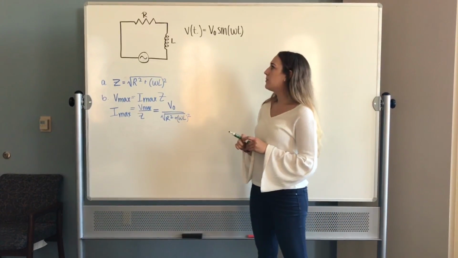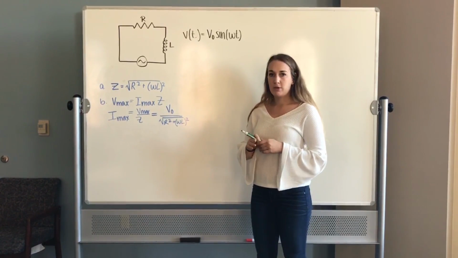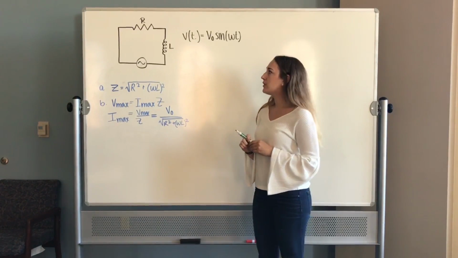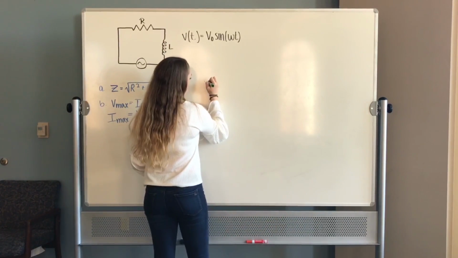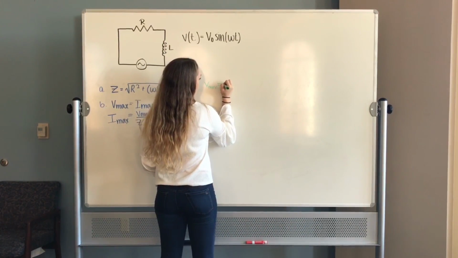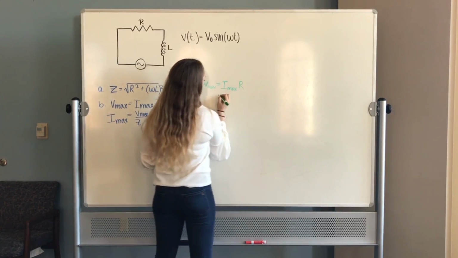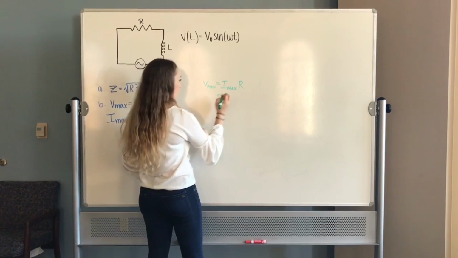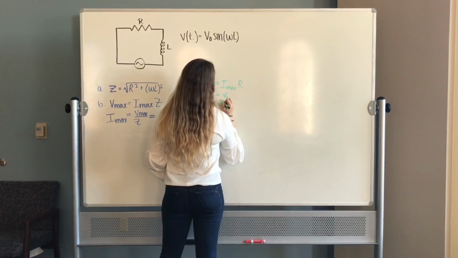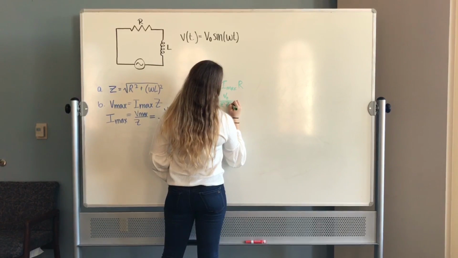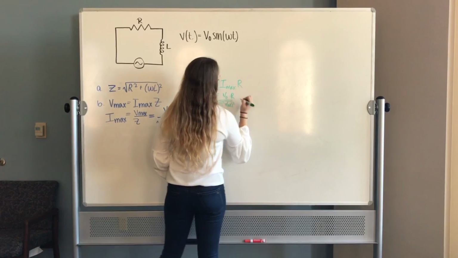over our impedance. For part C of this problem, we want to find the amplitude of the voltage across the resistor. The amplitude of this voltage is just going to be the maximum voltage across the resistor, which we have the equation as Vmax is equal to the maximum current times the resistance. In part B, we found the maximum current to be the initial voltage over the square root of the resistance squared plus the reactance of the inductor squared, and then times the resistance.